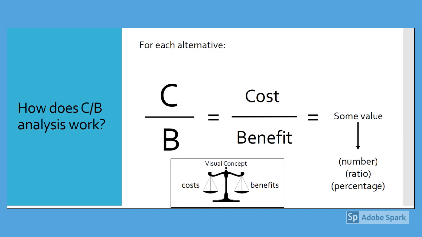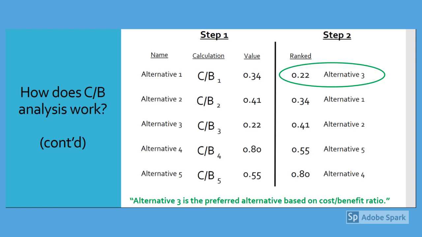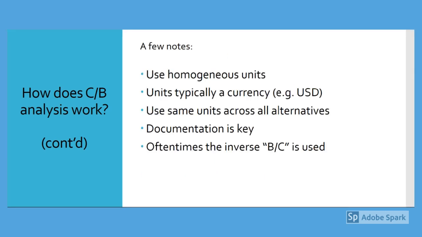The beauty of cost benefit is in its simplicity. For every alternative, you divide the cost by the benefits, which yields some value, a number, ratio, or percentage. We then take these ratios for each alternative and rank them from low to high. The alternative with the lowest value is said to be the preferred alternative based on cost-benefit ratio alone. There may be other competing factors that influence the ultimate decision.